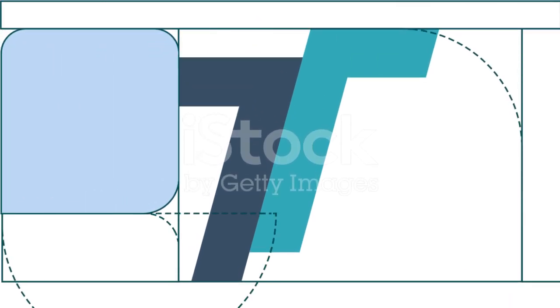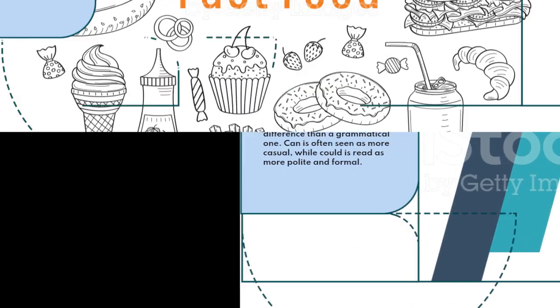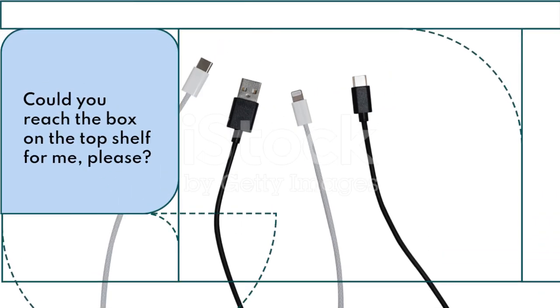There is a third difference between the two when it comes to asking permission, though this is more of a colloquial difference than a grammatical one. Can is often seen as more casual, while could is read as more polite and formal. Can we get ice cream after tacos? Could you reach the box on the top shelf for me, please?